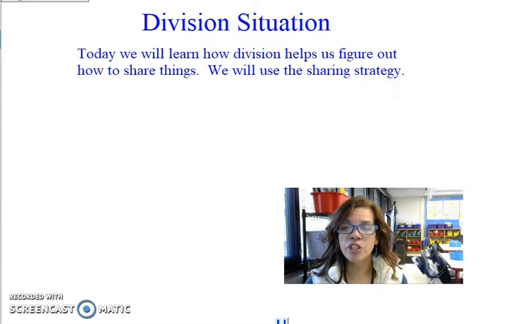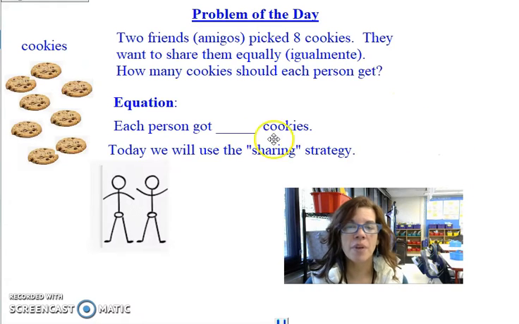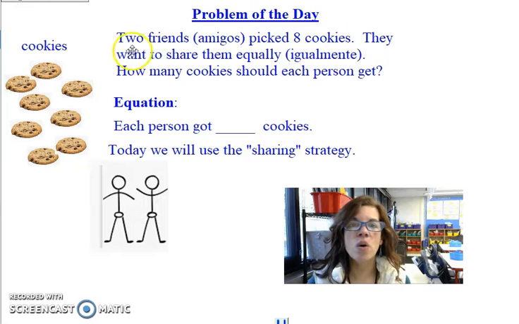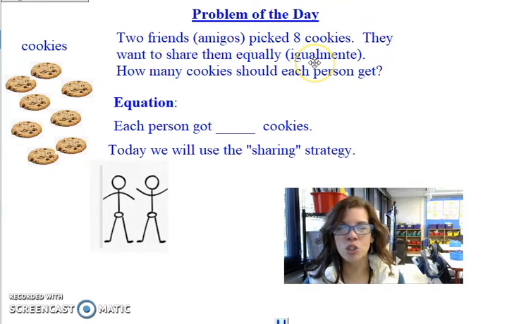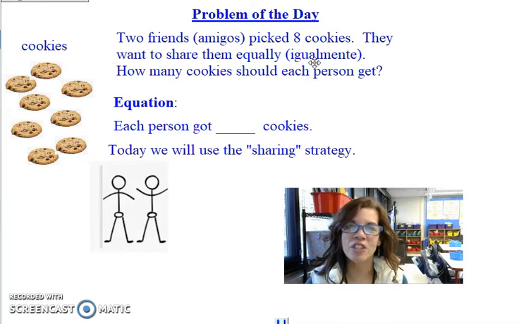So I'm going to share with you a problem that we have here where you have two friends and they picked 8 cookies that they want to share amongst themselves, and they want to share them equally. Super important when you're doing division to be able to share equally, igualmente. How many cookies should each person get?